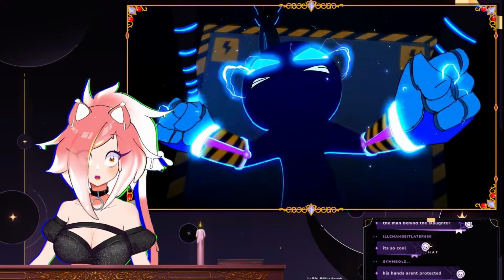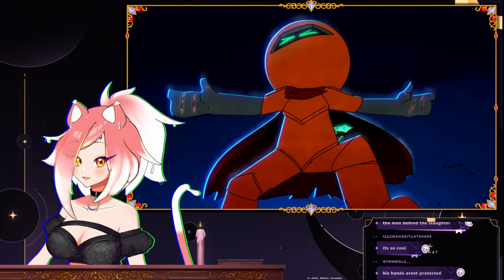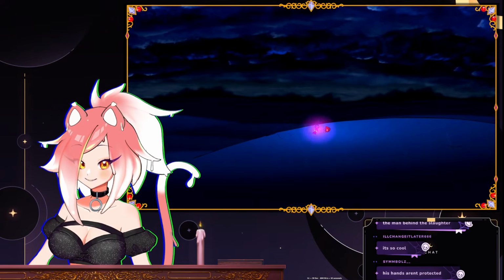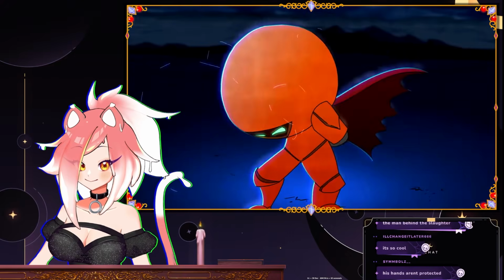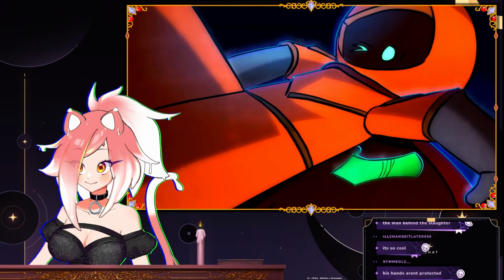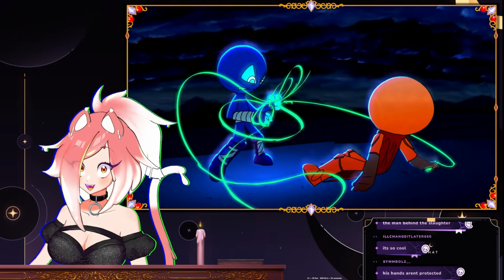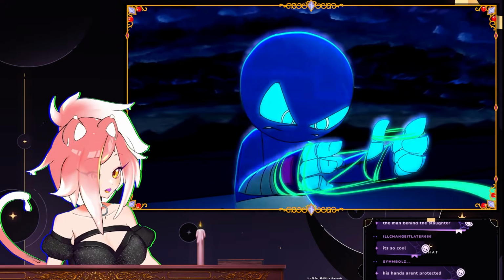Oh shit! Oh, his hands are robotic. Oh, well, that's kind of cool. Getting his ass handed to him. Dude, what are you doing?